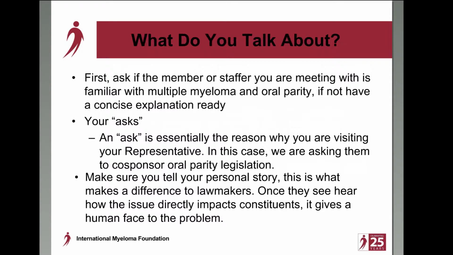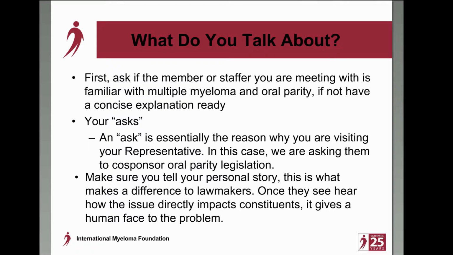So speaking of talking points, what do you talk about? First, you need to ask the staffer if they're familiar with multiple myeloma, and if not, give them a little explanation, and do the same with oral parity as well. Not all of them realize that there's a bill that's been introduced and that it's a big issue. So make sure that you're ready to have a concise explanation of each.